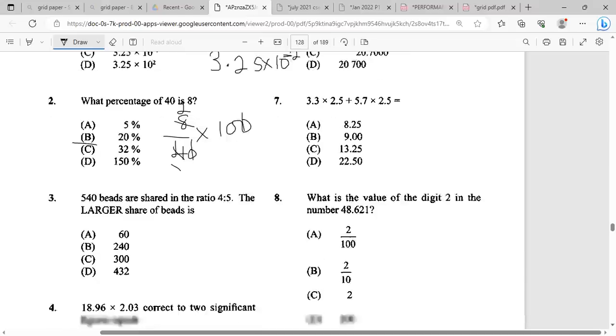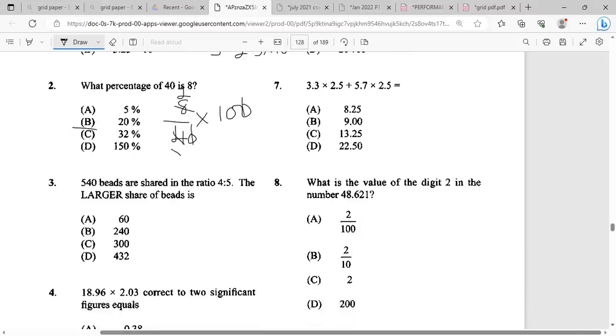Number 3 says 550 beads are shared in the ratio 4:5. The largest share of the beads is. So first we need to know the total ratio. So we add 5 plus 4, which gives us 9, right?